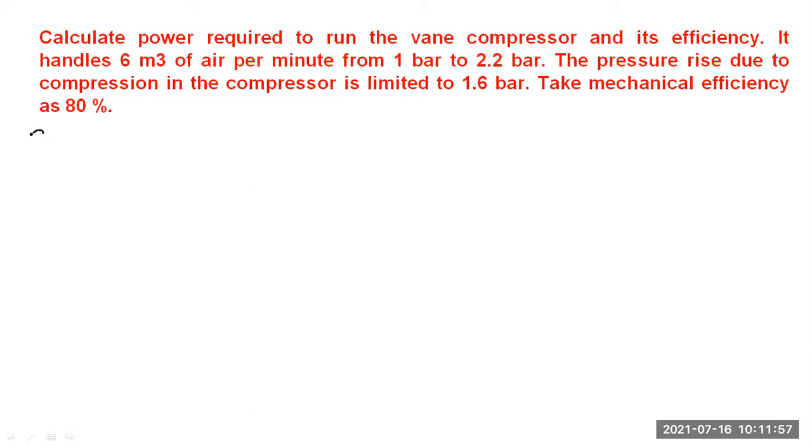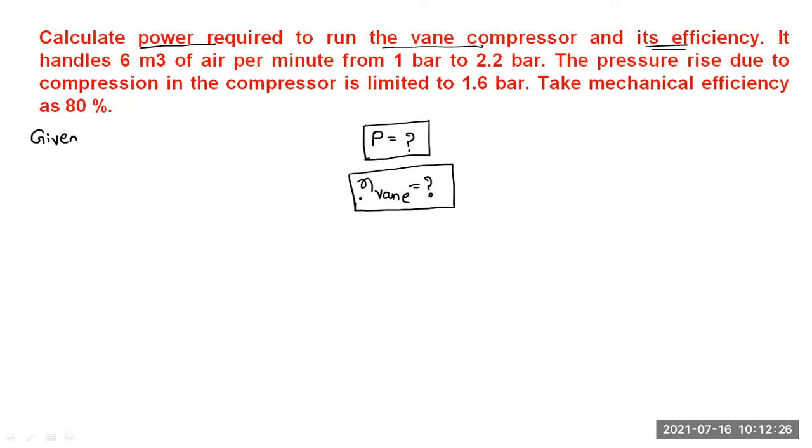So first we will write down the given data. The question is to calculate the power required to run the vane compressor. The first thing we have to calculate is the power required, or work input, to run the compressor, and its efficiency. So the efficiency of the vane type compressor also we have to calculate. Two things we have to calculate. First is the power required, which is nothing but work done per second. And second, we have to calculate the efficiency.